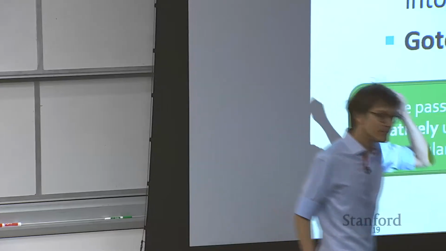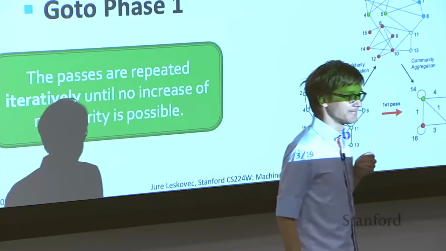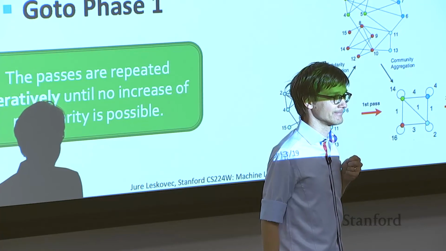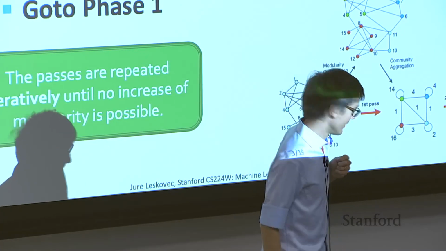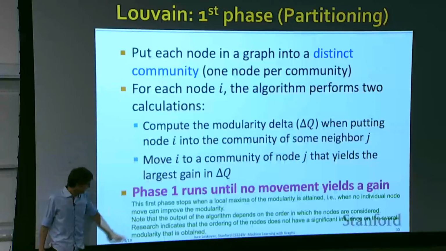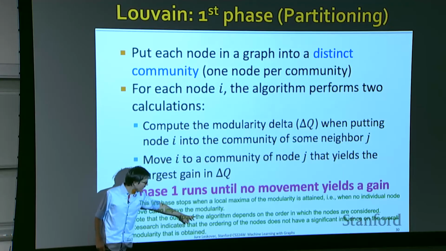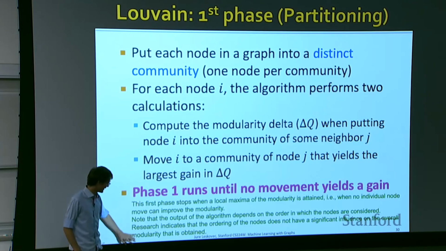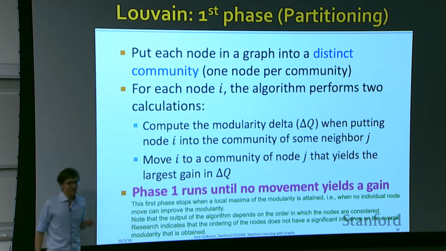It seems like the order in which you are doing phase 1 would affect the outcome. Is there a heuristic for which order you should proceed through the nodes? Great. I have a note here: note that the output of the algorithm depends on the order in which the nodes are processed. Great question, I was anticipating it. I will explain when I come to it, okay?